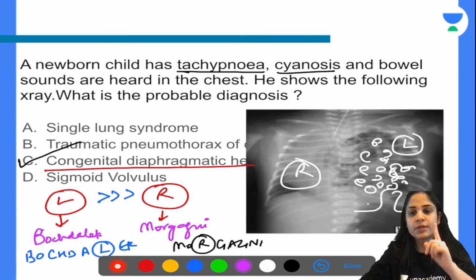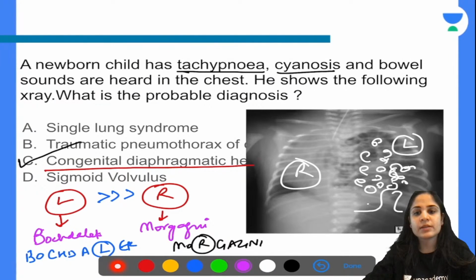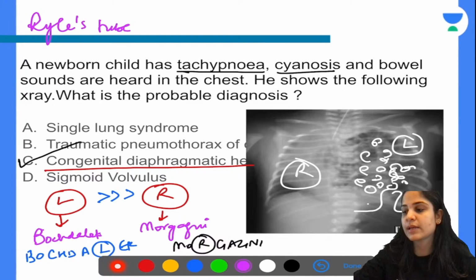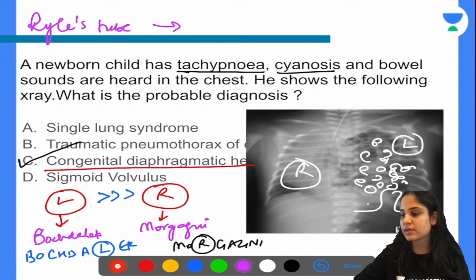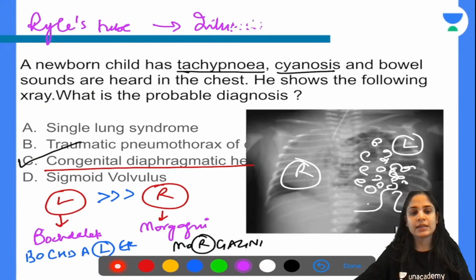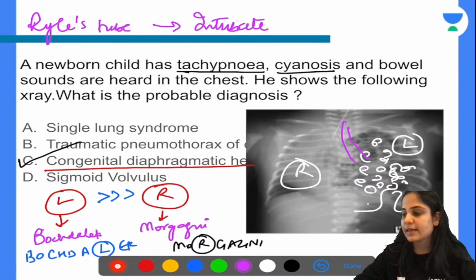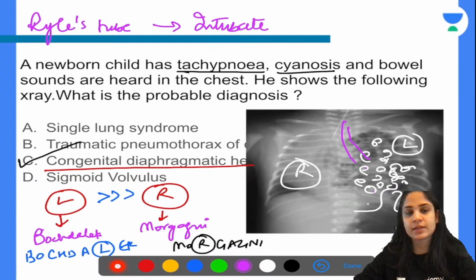The first thing you will do is deflate the bowel. To decompress the bowel, first you will insert a Ryle's tube. Once you have decompressed the bowel, the next thing is to intubate the child. On intubating the child, you can ventilate the lung on the left side, on the side of the hernia, and by ventilation you can expand the lung with positive pressure. When you expand the lung, all this bowel gets pushed back down into the abdominal cavity. That would help in reducing the symptoms of the child.